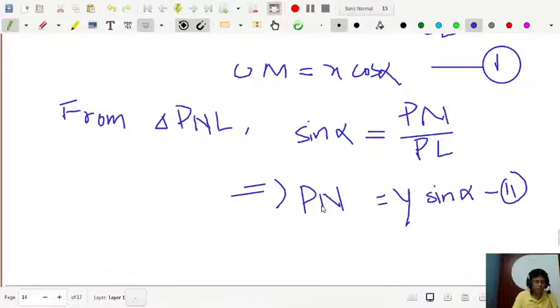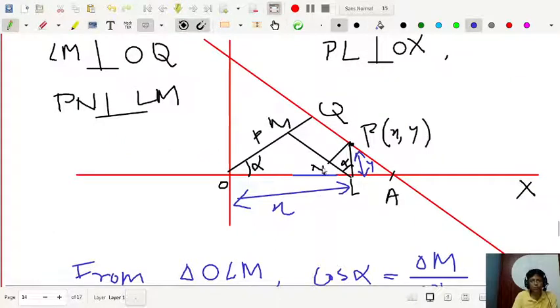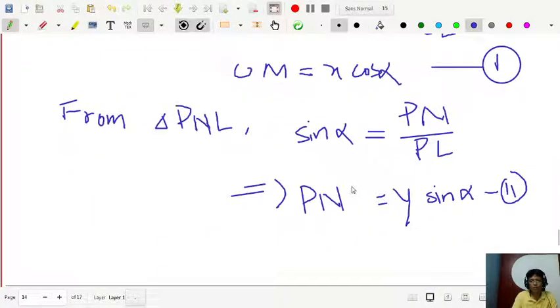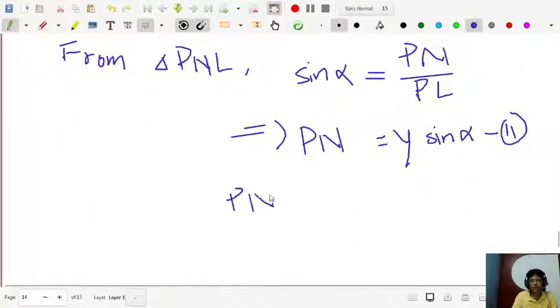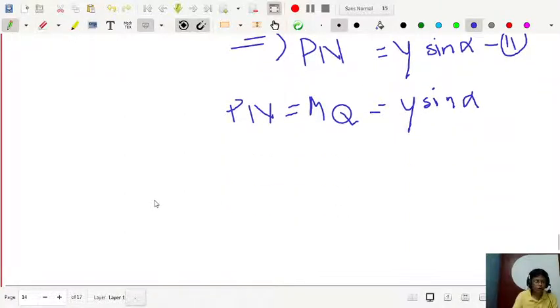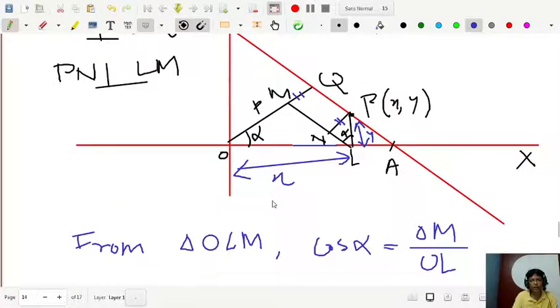y sine alpha. Now, this portion PN is equal to MQ, these portions are equal, so PN equal to MQ, equal to y sine alpha, right? These two portions are equal, so we can write small p, that is the length of the perpendicular, equal to OQ. Look at the diagram.